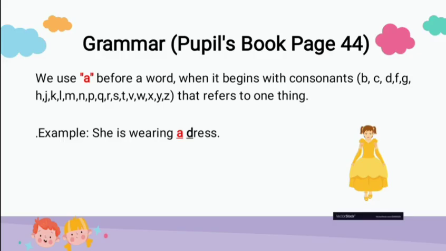We use a before a word when it begins with a consonant and refers to one thing. For example, she is wearing a dress. Why do we put a before the word dress? Because it begins with a consonant, and it also refers to one thing. So we put a before the word dress.